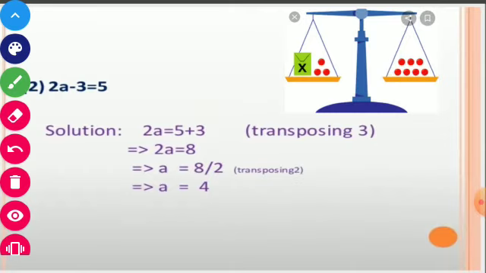Next equation, 2a minus 3 is equal to 5. Now by transposing minus 3, when it comes to the RHS, it becomes plus. So 2a is equal to 8. Now 2a, as it is multiply, again we have to divide it. So a is equal to 8 divided by 2, which gives you 4.